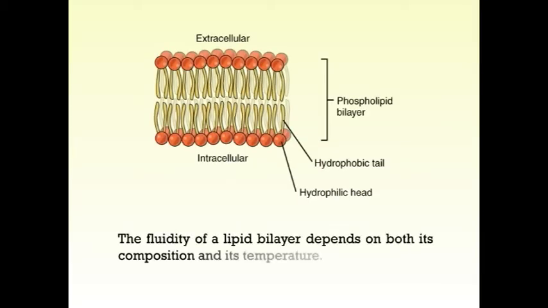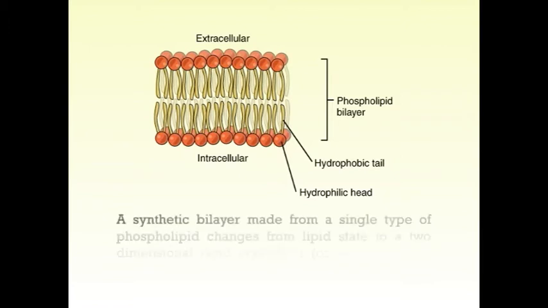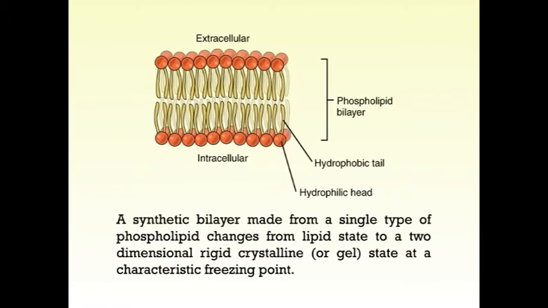The fluidity of a cell membrane has to be precisely regulated. Certain membrane transport processes and enzyme activities cease when the bilayer viscosity is experimentally increased beyond a threshold level. The fluidity of a lipid bilayer depends on both its composition and its temperature. A synthetic bilayer made from a single type of phospholipid changes from a fluid state to a two-dimensional rigid crystalline or gel state at a characteristic freezing point.